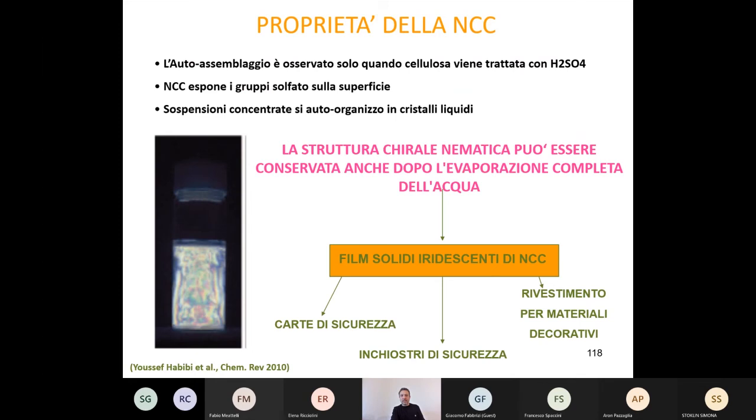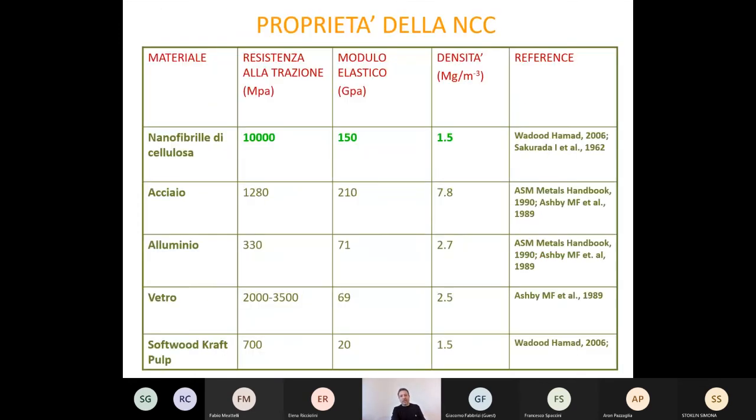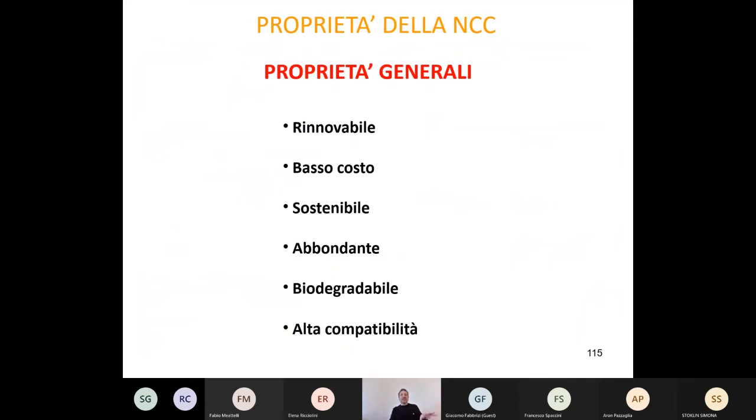So just to summarize, NCC has a low cost of feedstock. Of course, we have a high cost for extraction. But your feedstock has a very low cost. Every lignocellulosic biomass has inside a percentage of NCC. It is renewable, sustainable, with great abundance of this material, the biodegradability of the material, and so on.